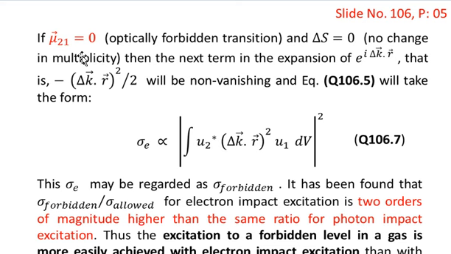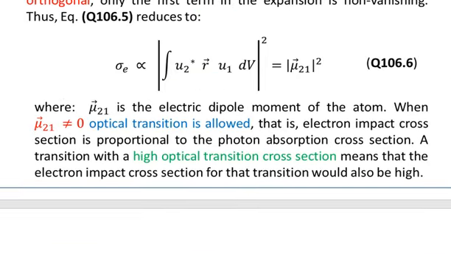So you see that in the last paragraph we have discussed that mu 2 1 is not equal to 0. Then we have expanded the exponential factor only by the first term, and we have obtained mu 2 1 on the right hand side, which represents the absorption cross section of the transition mu 2 1. And on the left hand side, we have the electron impact cross section. So here we have a relationship between the two. If mu 2 1 is larger, then of course sigma E, that is the electron impact cross section, will also be larger. So this was the case when mu 2 1 is not equal to 0.